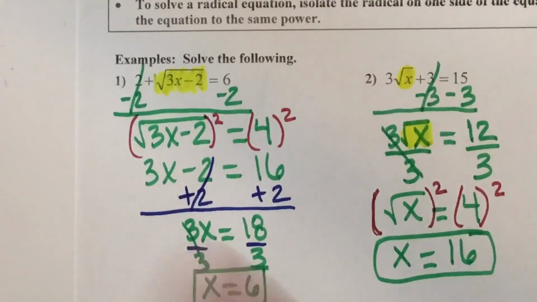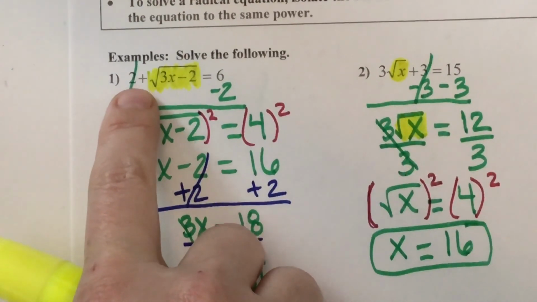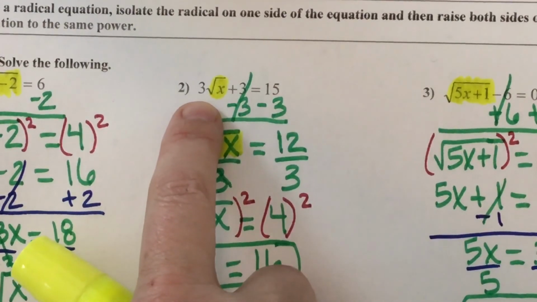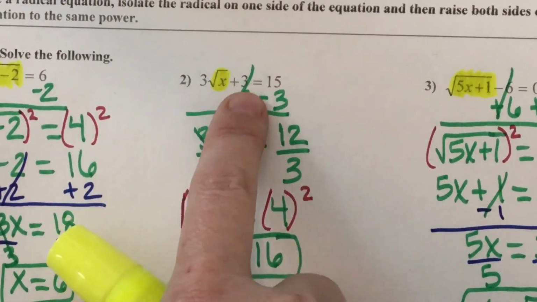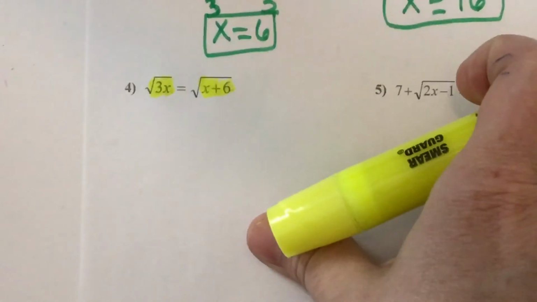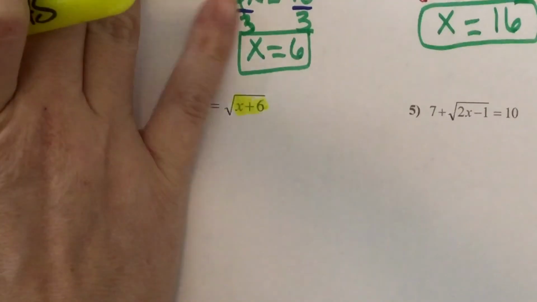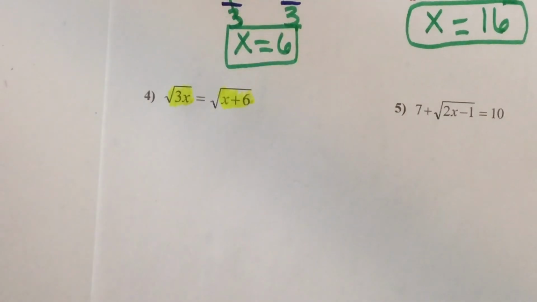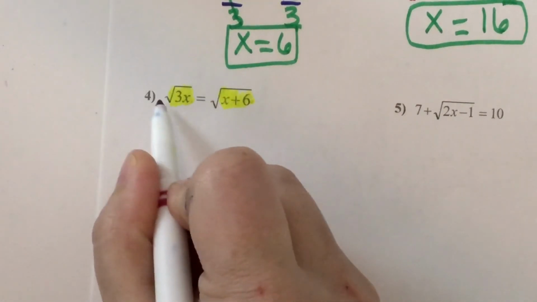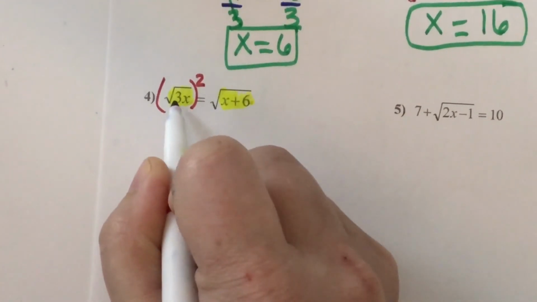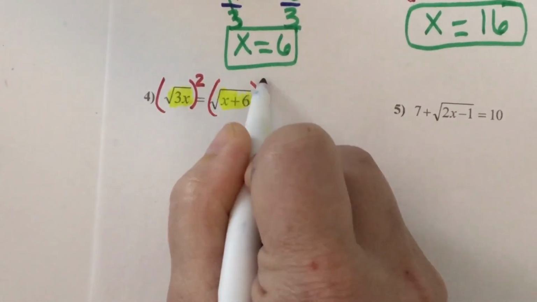Like in this problem, we had something added in front of it that we had to subtract away. In this problem, we had something smushed with it that we had to divide by and something added behind it that we had to subtract. In this problem, there's nothing else on that side to get rid of, and there's nothing else on that side to get rid of. So you're ready right now to get rid of a square root. So to get rid of a square root, we square. And if I square the left side, I have to square the right side.